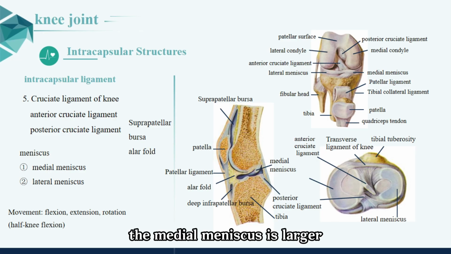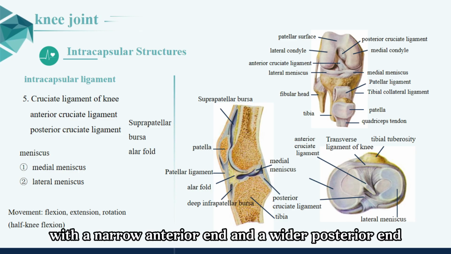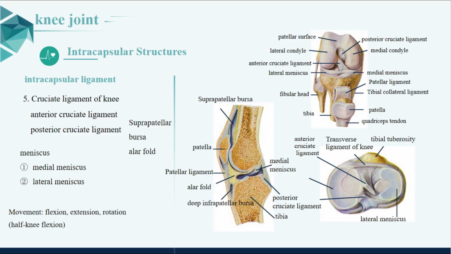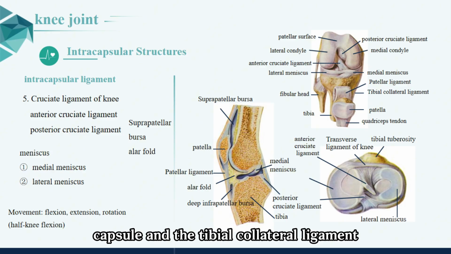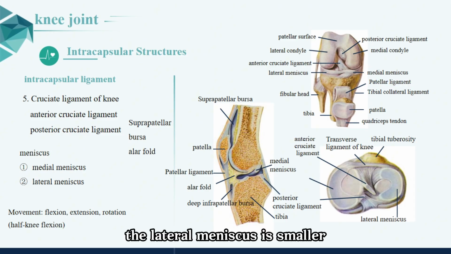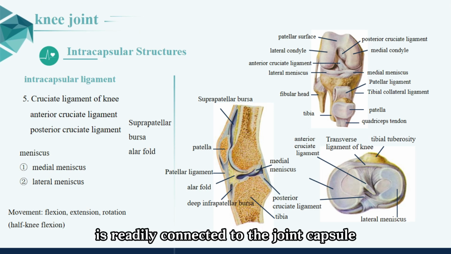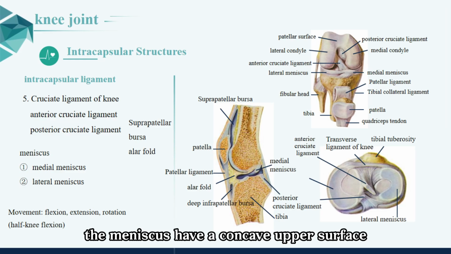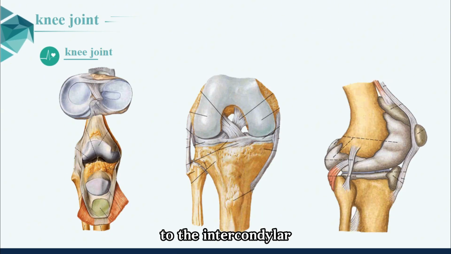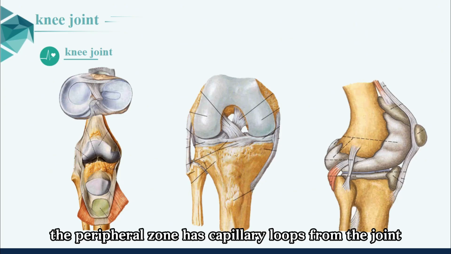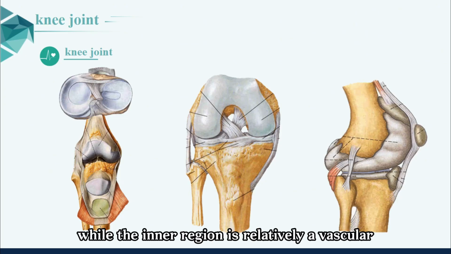The medial meniscus is larger, C-shaped, with a narrow anterior end and a wider posterior end. Its outer margin is tightly connected to the joint capsule and the tibial collateral ligament. The lateral meniscus is smaller and approximately O-shaped. Its outer margin is readily connected to the joint capsule. The menisci have a concave upper surface, a flat lower surface, a thick outer margin, and a thin inner margin. Their ends are attached by ligaments to the intercondylar eminence of the tibia. The peripheral zone has capillary loops from the joint capsule, while the inner region is relatively avascular.